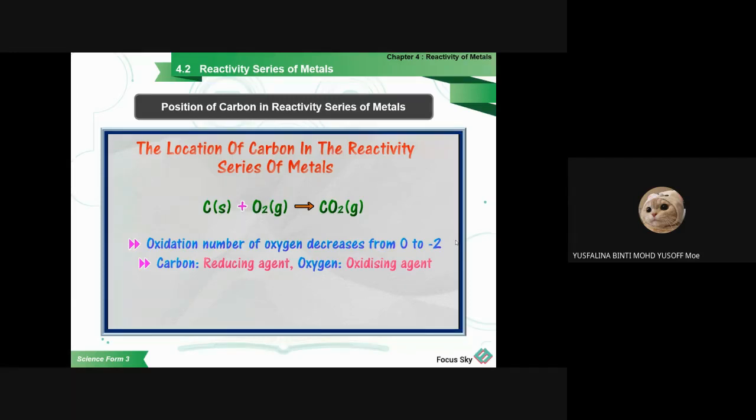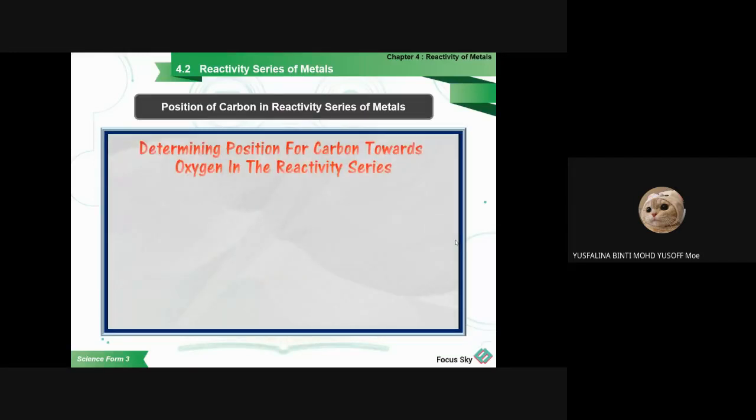So for this part, you don't need to know. This one is actually the higher level one. When you learn chemistry in form 4, you will learn this one.